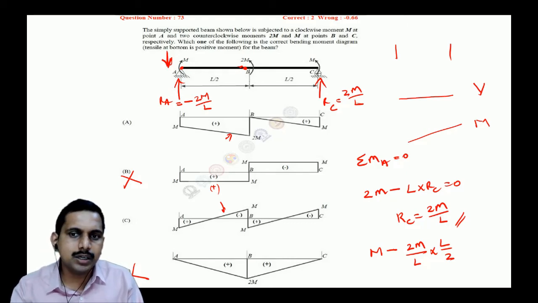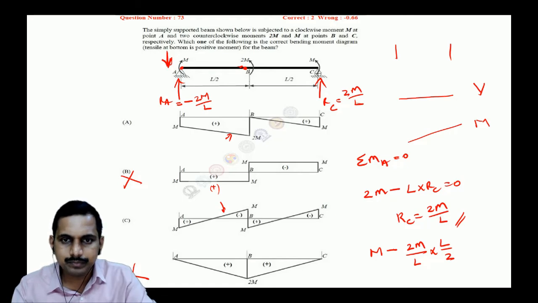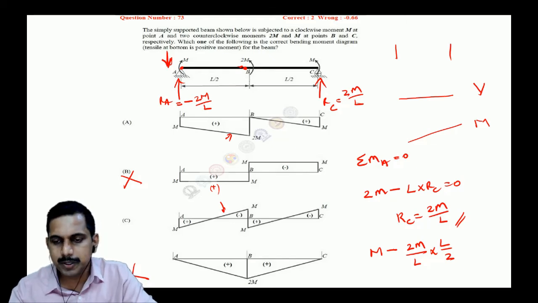Am I correct on the calculation of this one? It's correct, no? So it is 2m here. Wait a minute, students. Here this 2m is anti-clockwise. This is anti-clockwise. This is anti-clockwise. So you get 2m is positive, correct?